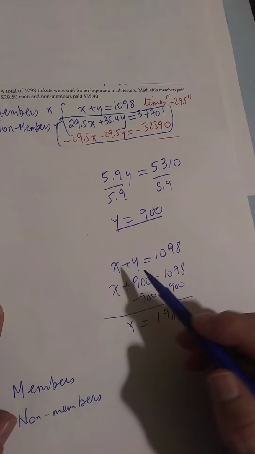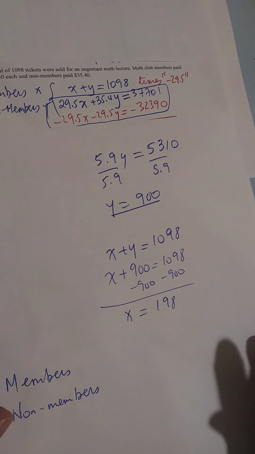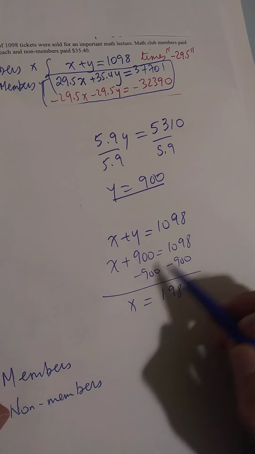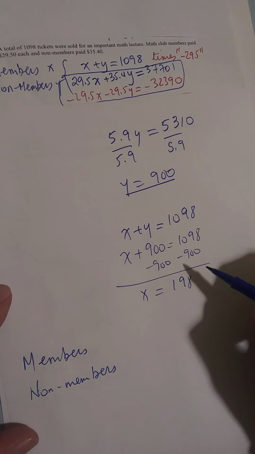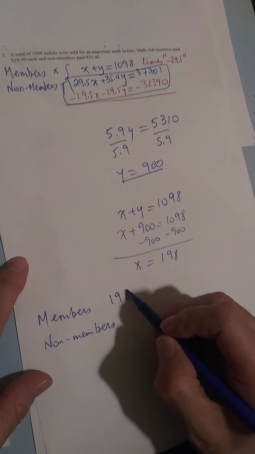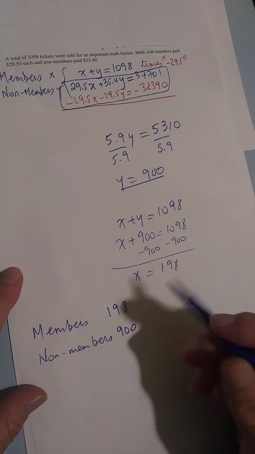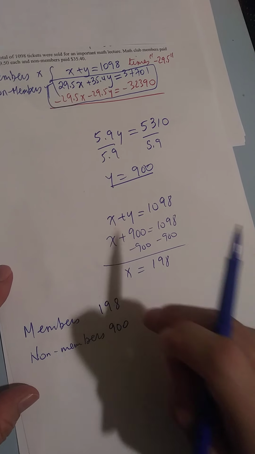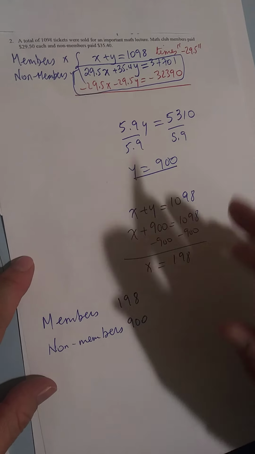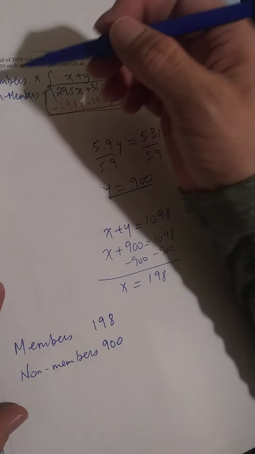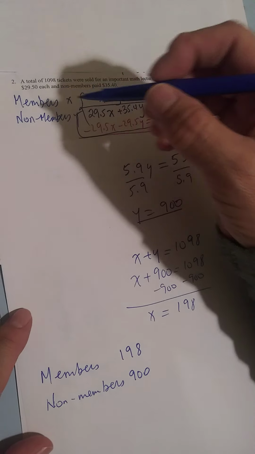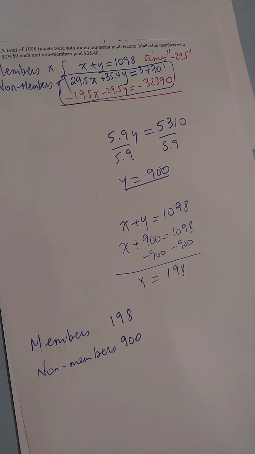Now put 900 back into the first equation. The first equation was x plus y equals 1098. X plus 900 equals 1098. Subtract 900 from both sides. So x equals 198. So therefore, x was the number of members: 198 members and 900 non-members. So more non-members attended than members. Once you find x and y, make sure you answer the question by interpreting what those are. And that's it. That completes the applications.